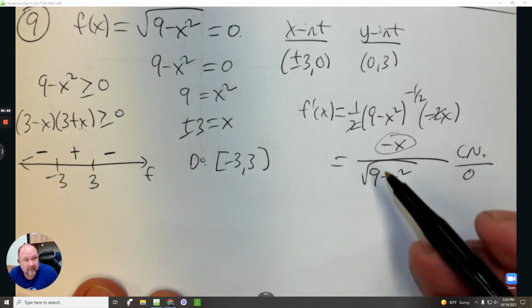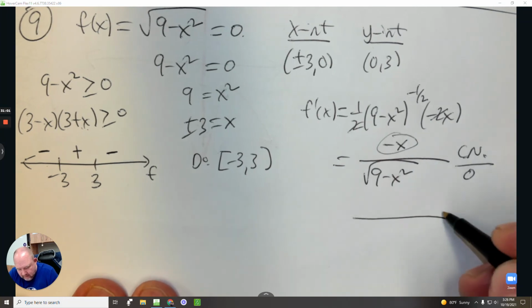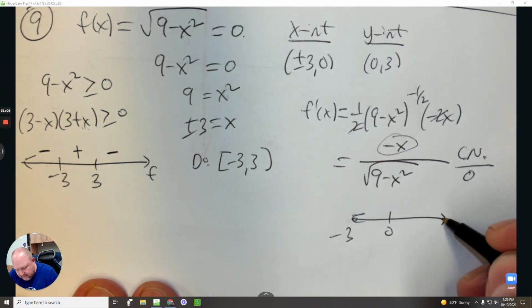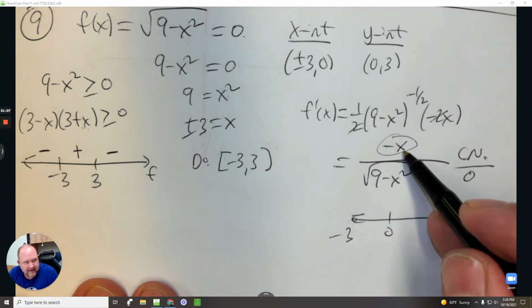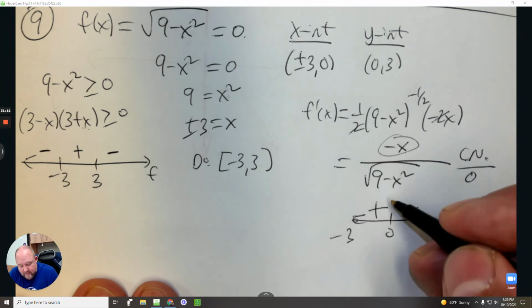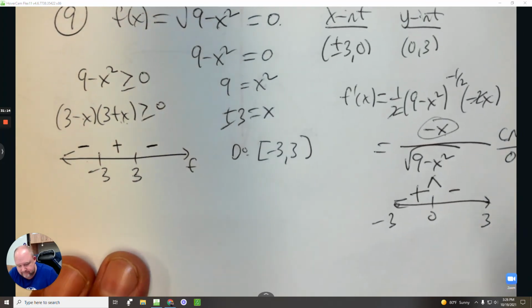So 0 makes the derivative 0. Draw a number line with 0. And it goes from -3 to +3. If I plug in a negative number, or if I plug in a positive number, that means that 0 is a maximum.